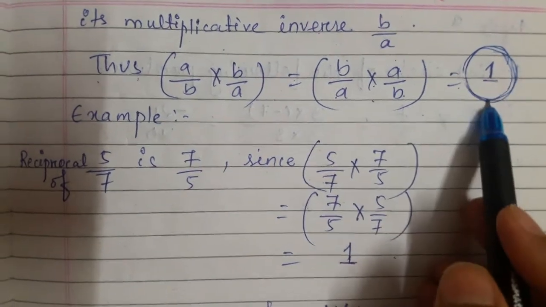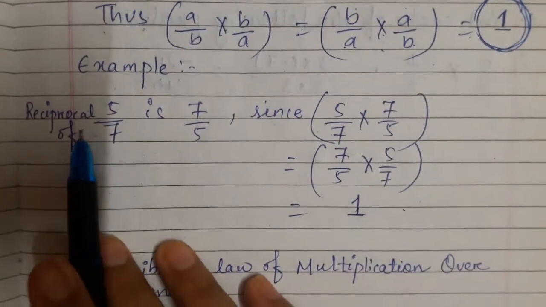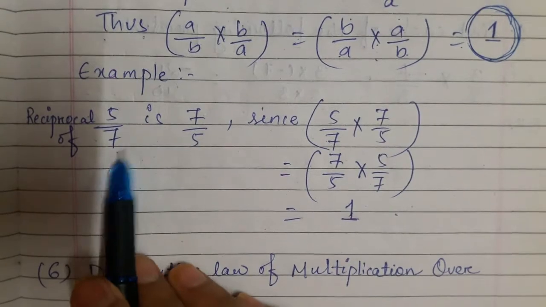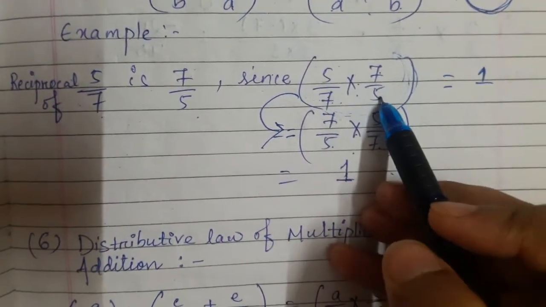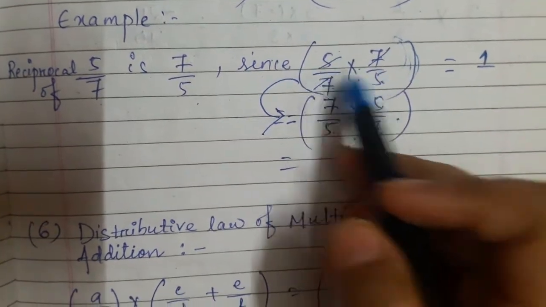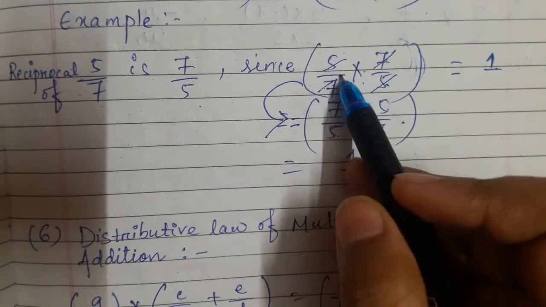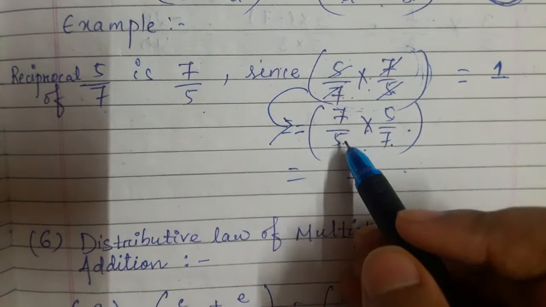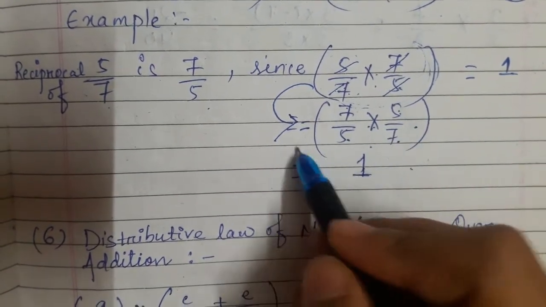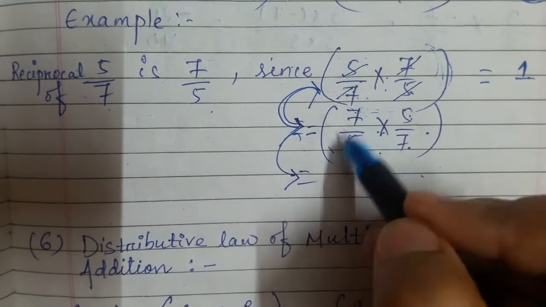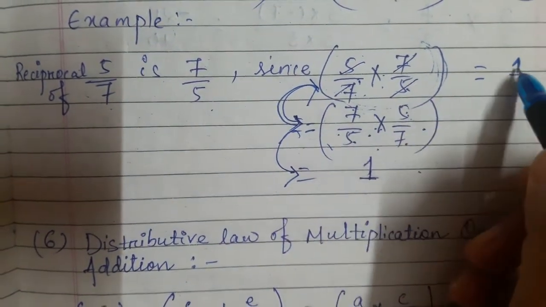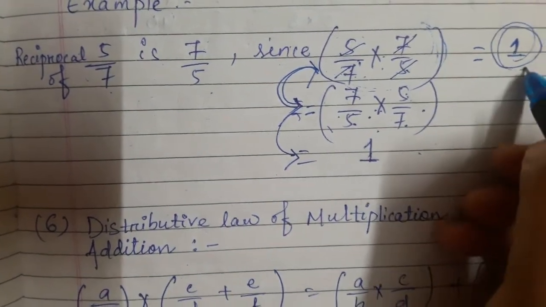Let's understand this with an example. First we will take the reciprocal of 5 by 7, that is 7 by 5. We can write 5 by 7 into 7 by 5. After cutting this, the result comes 1. Similarly, we can write its alternative, that is 7 by 5 into 5 by 7. This will also give us the result as 1. So both are equal, both give the same result as 1.